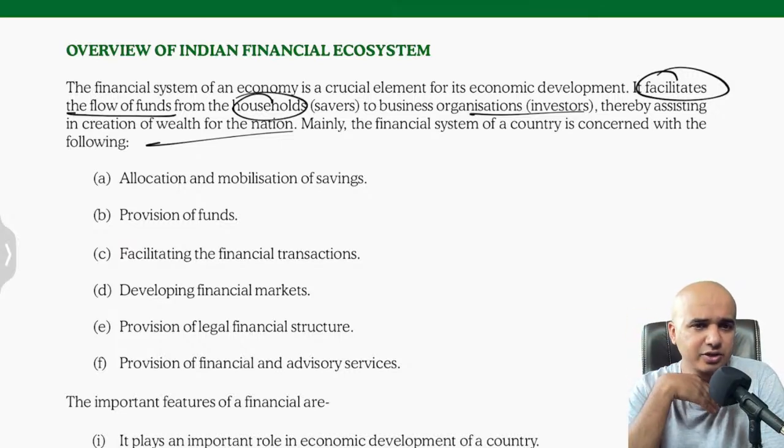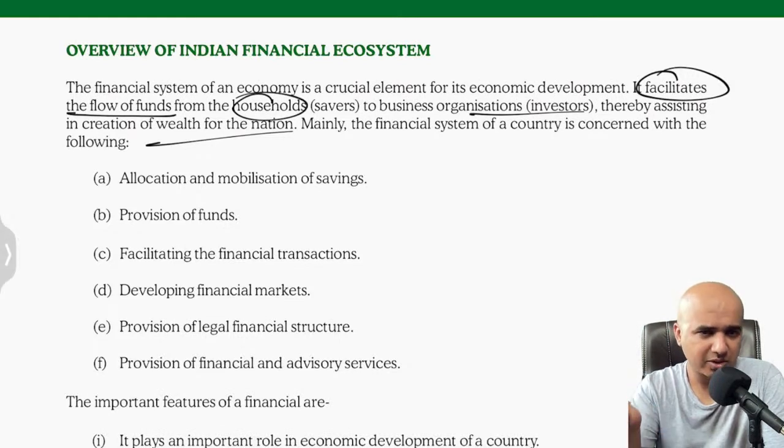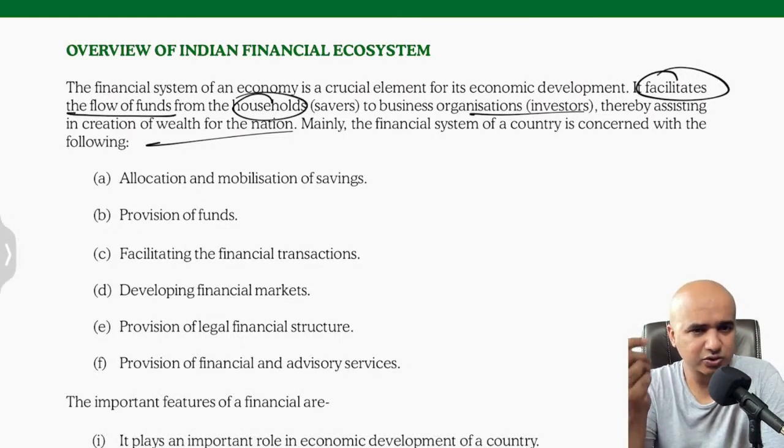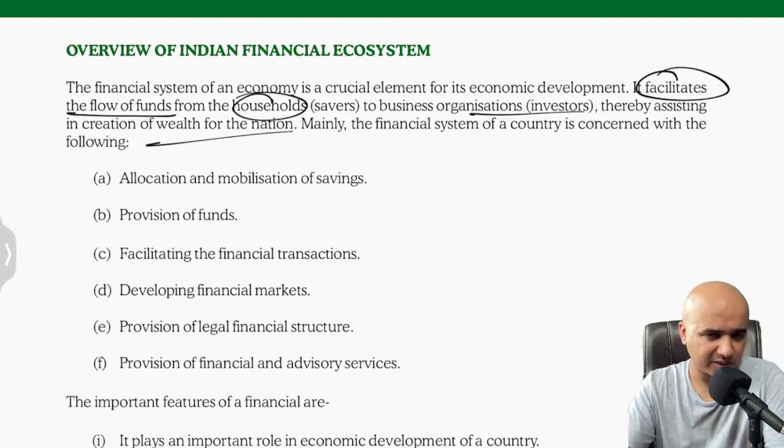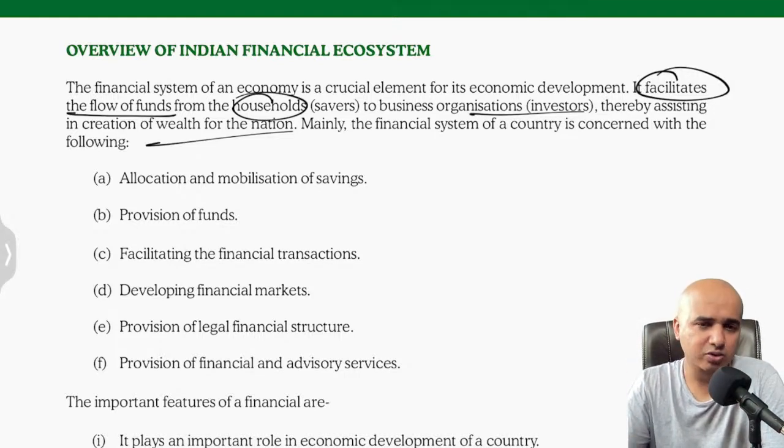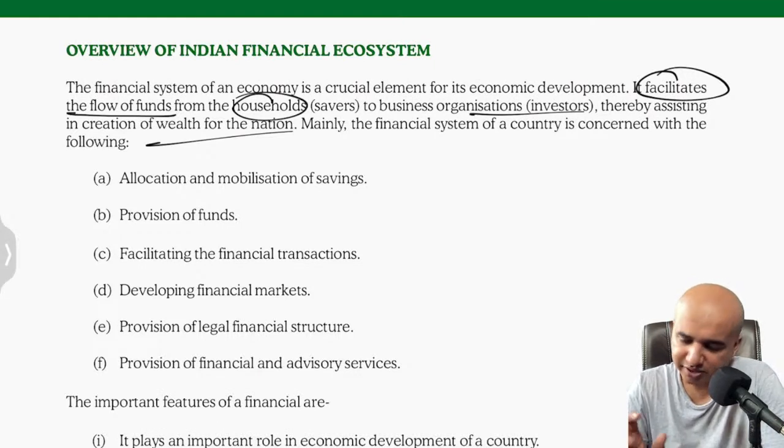For instance, let's say you have four or five members in your family. Maybe all of them are earning. You are still a student. So what will they do with their savings? They have income. They will have expenses like household expenses. After that, they will have some savings.